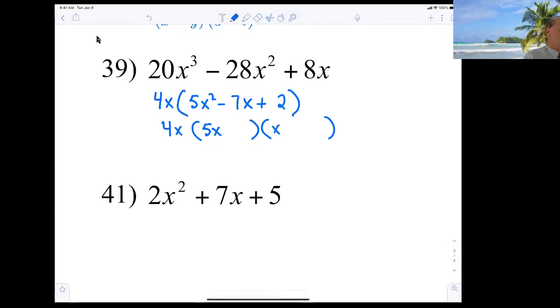Then where would the 2 have to go? And the 1, and they're both. Yeah, okay.